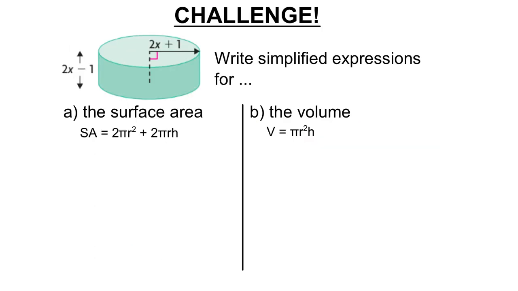Now here's a real challenge for you. Here I have a cylinder with a radius of 2x plus 1 and a height of 2x minus 1. And the challenge is to write simplified expressions for the surface area and the volume. As a reminder, this is how you calculate the surface area of a cylinder. And this is how you calculate the volume of a cylinder. So this is quite a challenge, but I think most of you will be able to do this. Just pause the video and try it and see what happens.